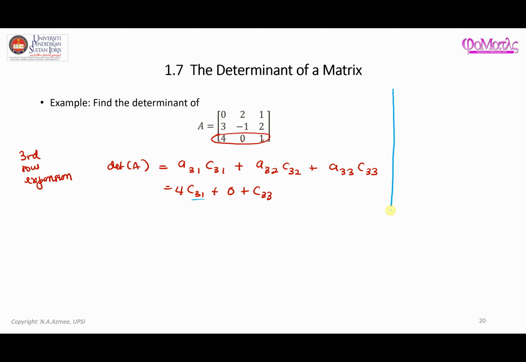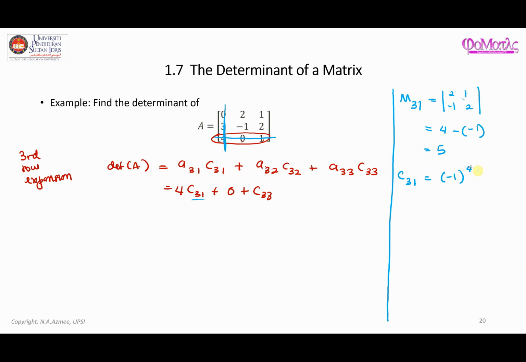And in order to find C31, you need to be able to get the value of M31. So M31 means you are going to delete the third row and the first column. Therefore, the remaining values are 2, 1, negative 1, and 2. The determinant of the matrix can be found by multiplying these two here. We got 4 minus negative 1 times 1, which is negative 1. Oops. So this is 5.